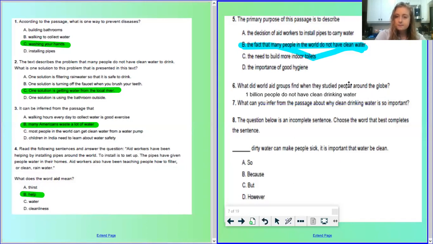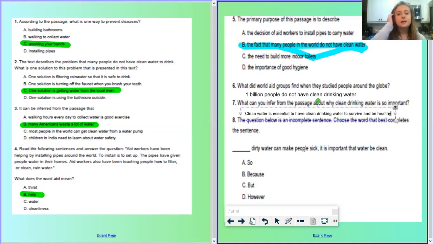What can you infer from the passage about why clean drinking water is so important? Well, if we didn't have clean water, we would get sick. So clean water is important to stay healthy and alive. Say it's essential. That means it's absolutely important. It is essential to have clean drinking water to survive and be healthy.